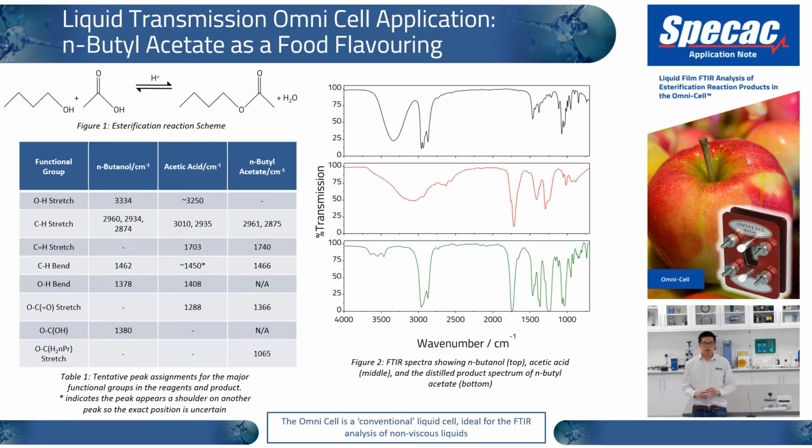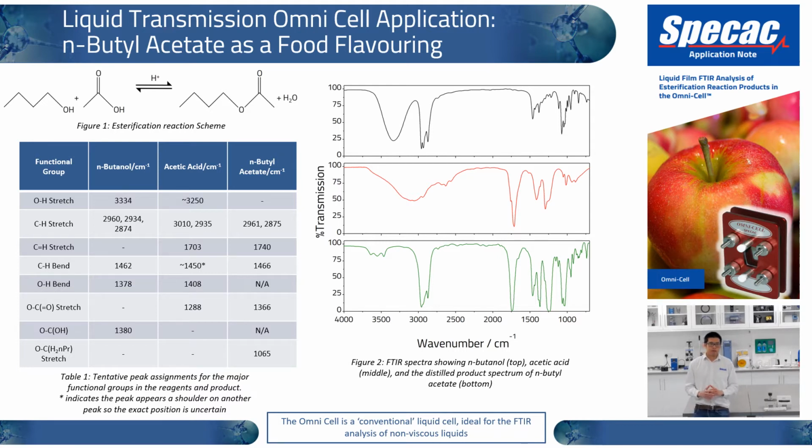We also provide the OmniCell, which is very often considered the conventional or entry level liquid cell for transmission analysis of liquids. However, OmniCells tend to be used for the analysis of not so viscous liquids, whereas the PEL is more capable of analysing viscous and non-viscous liquids.